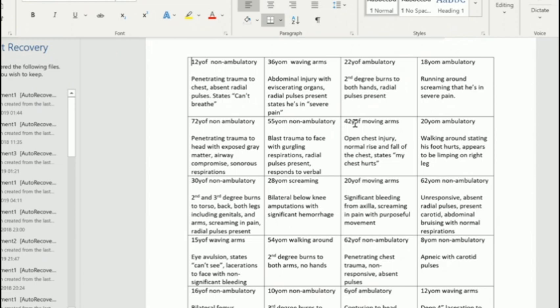42-year-old female. Yellow. Yep. 20-year-old male. Green. Yep. What about the next one? The 30-year-old female. Red. Torso, back, both legs, including genitals and arms. What's that body percentage of burn? Black. I go gray. Yeah. Amanda said gray.